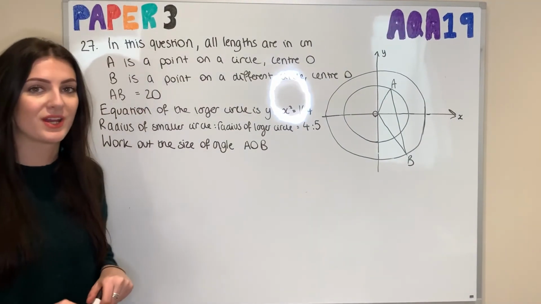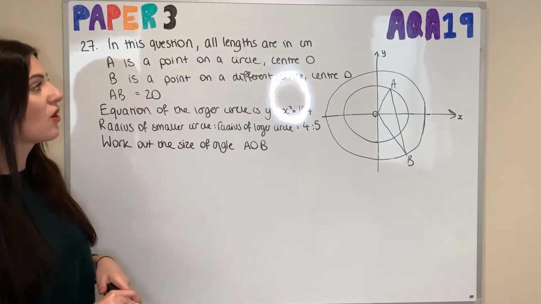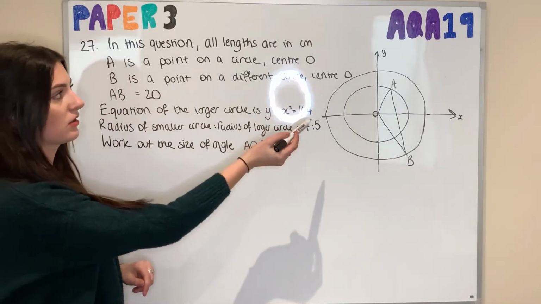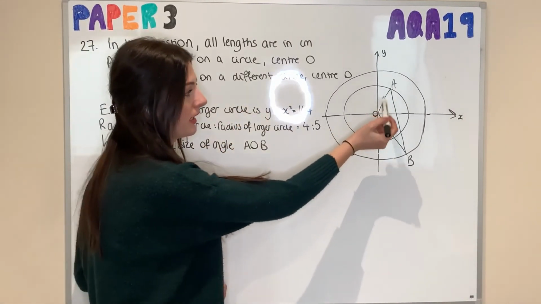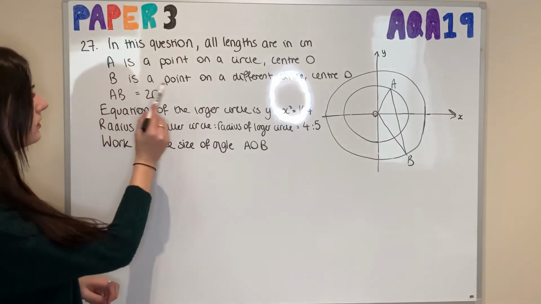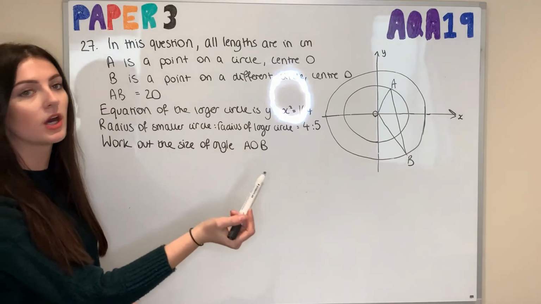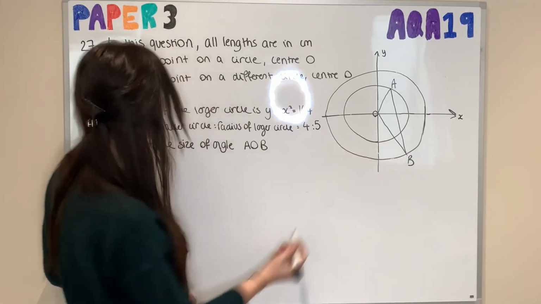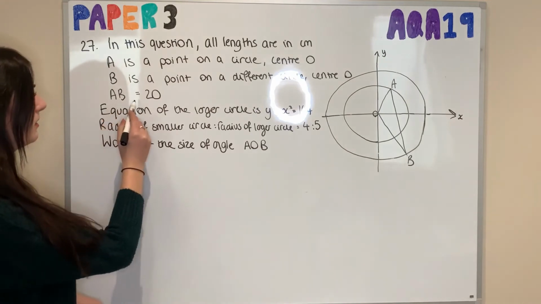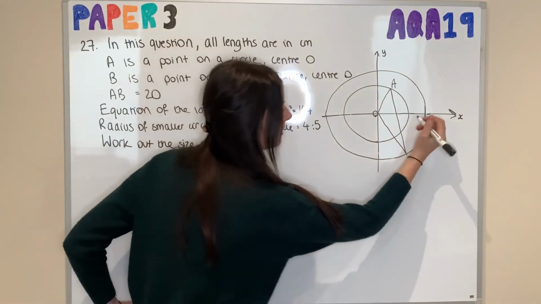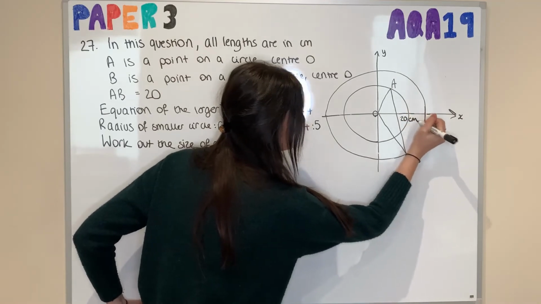So let's start with question 27. In this question, all lengths are in centimetres. So we have a point A on a circle with a centre O. So point A here, circle, centre O. Then we have a B point on a different circle with the centre O again. So our point B is here with the centre O just here. And then we know that AB equals 20. So we know that this line, A to B, is 20 centimetres.